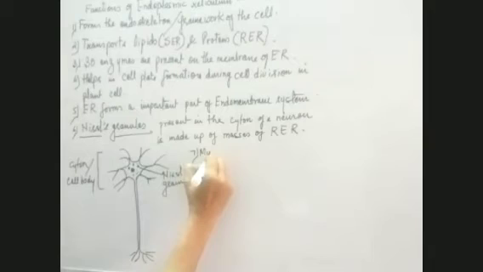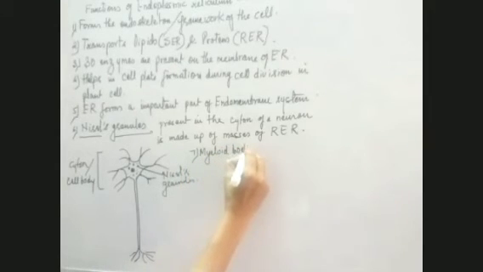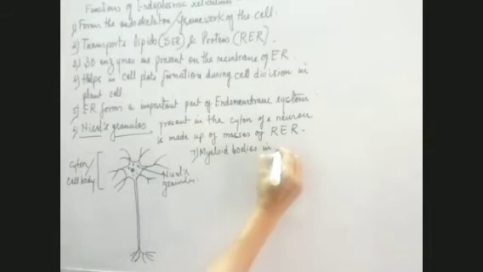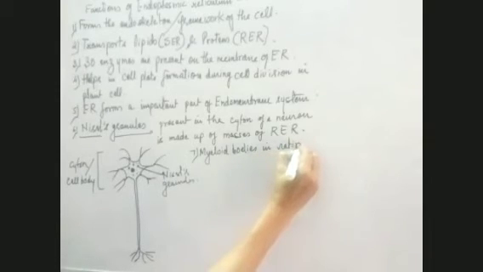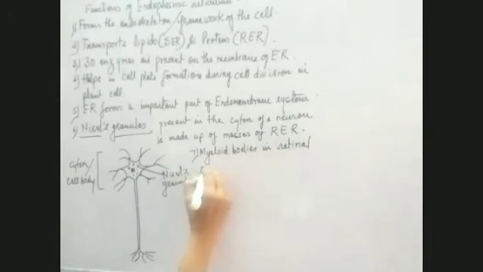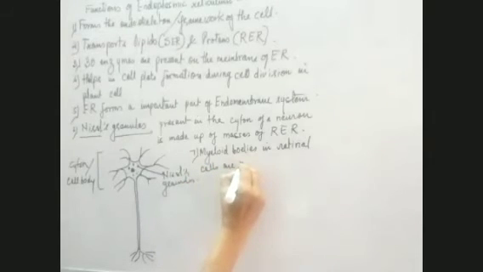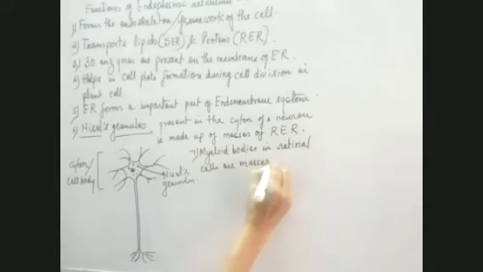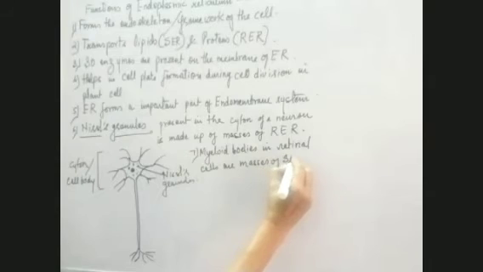Myeloid bodies in retinal cells are masses of SER. These are masses of SER. So these are 7 points which are important.